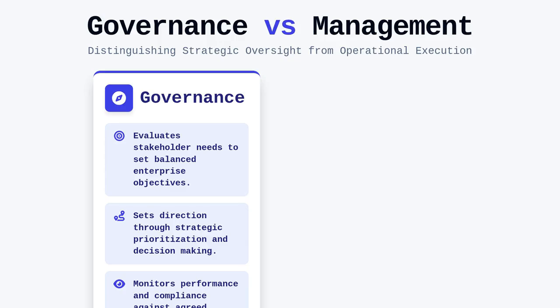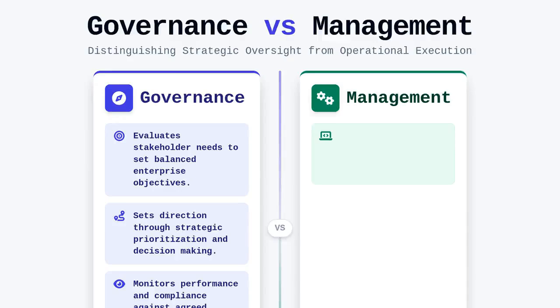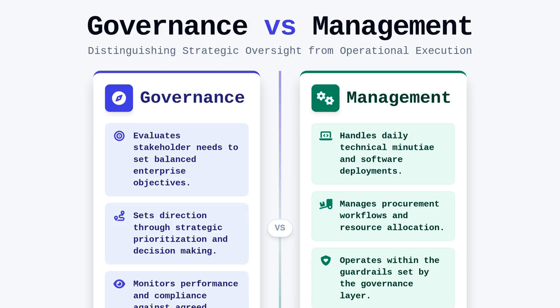It is primarily the realm of the board of directors or the highest level of executive oversight within an organization. This group does not concern itself with the daily technical minutia of software deployment or procurement workflows, but rather with the broader strategic intent and systemic risk appetite of the organization. By evaluating, directing, and monitoring, they create the guardrails within which the rest of the organization must operate.